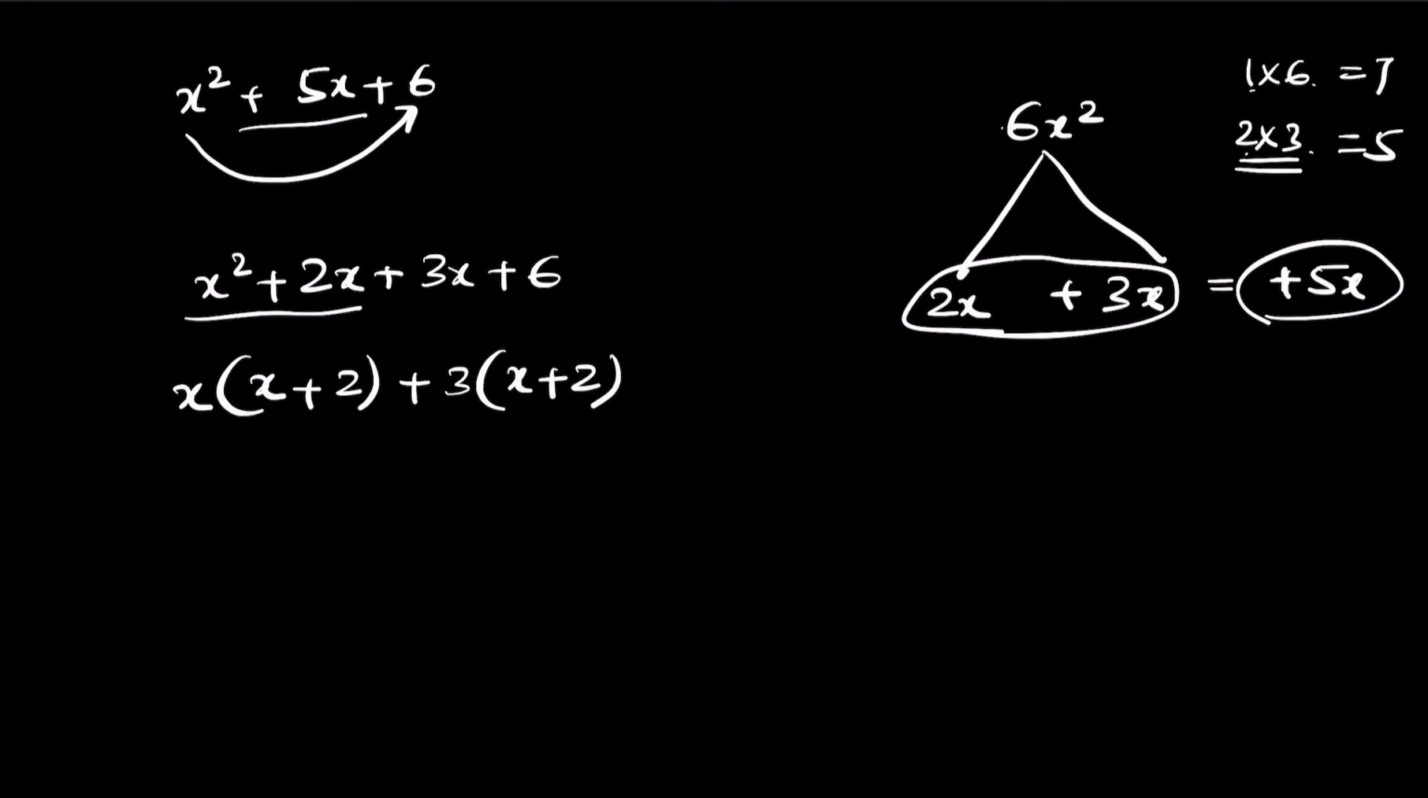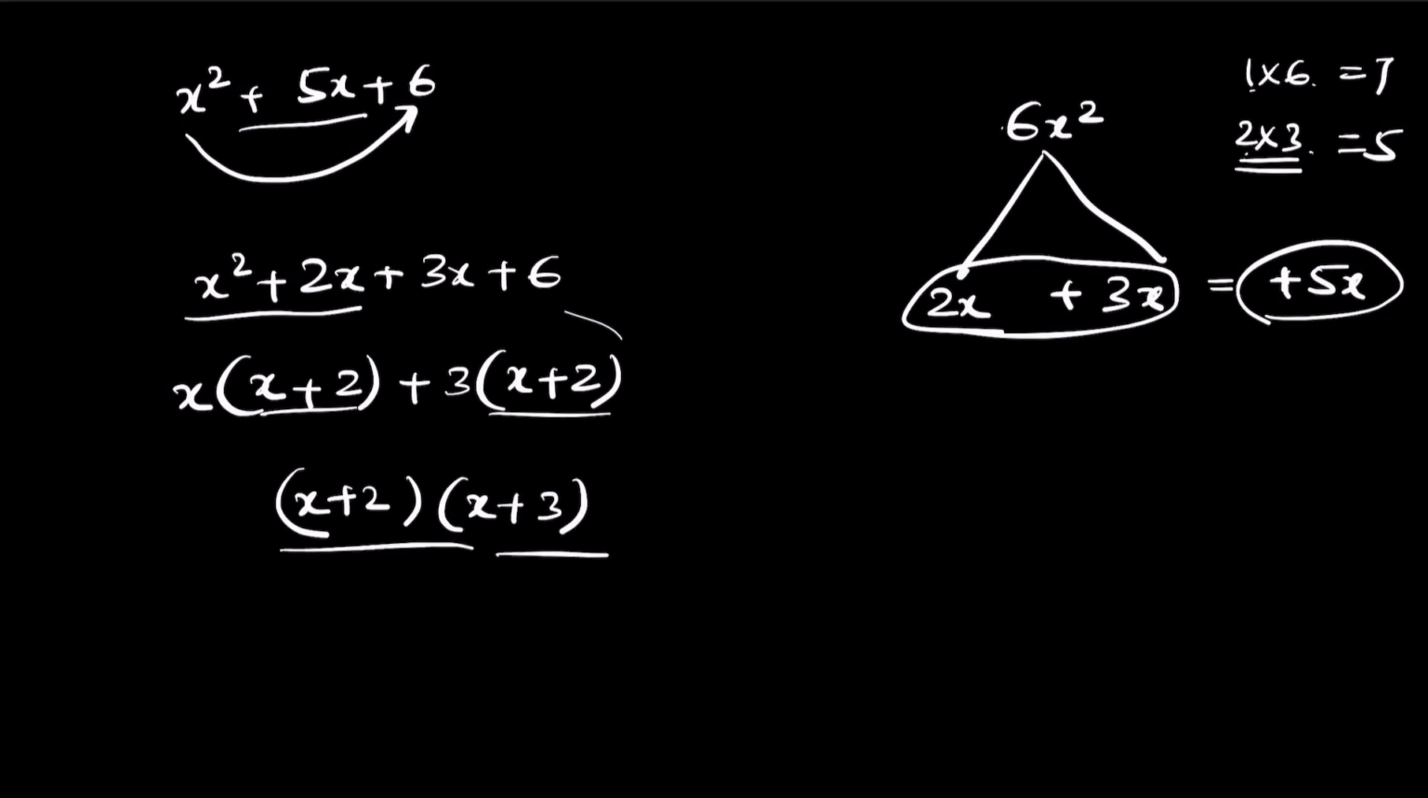Notice that whatever you take common, when you multiply back, you should get the same value. Again, x plus 2 and x plus 2 are common, so take x plus 2 out. That gives you x plus 3. So these are the factors you can split it into: x plus 2 times x plus 3.